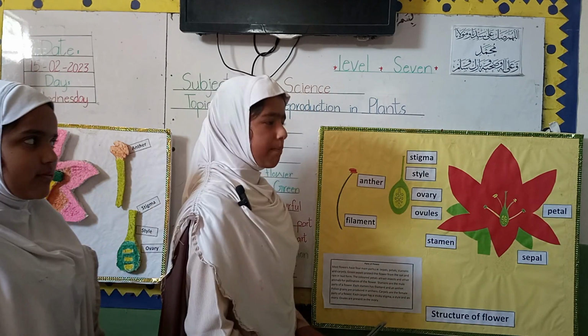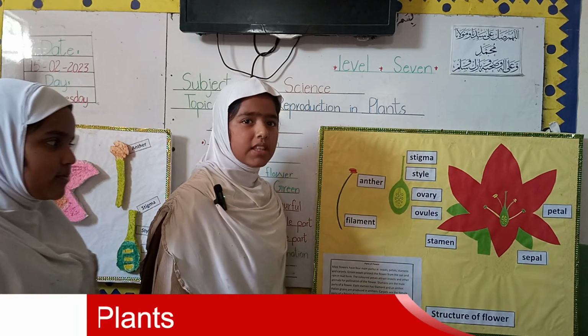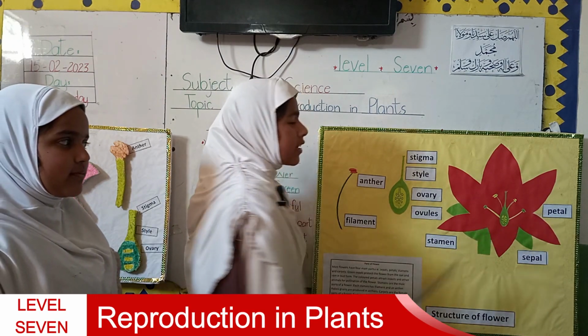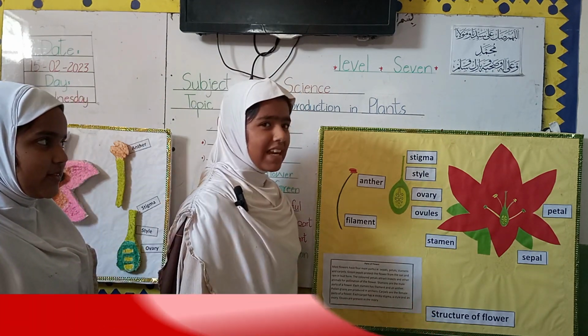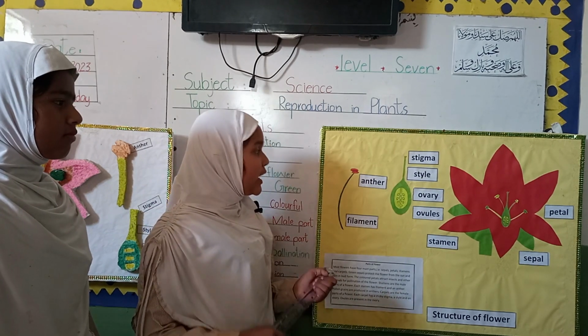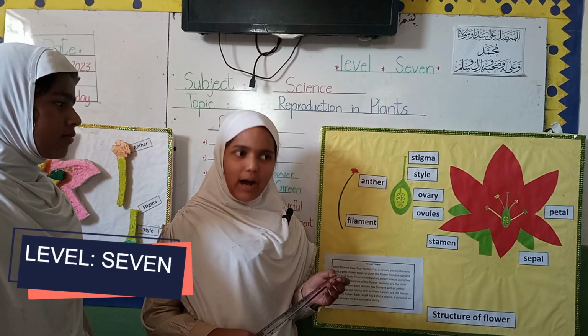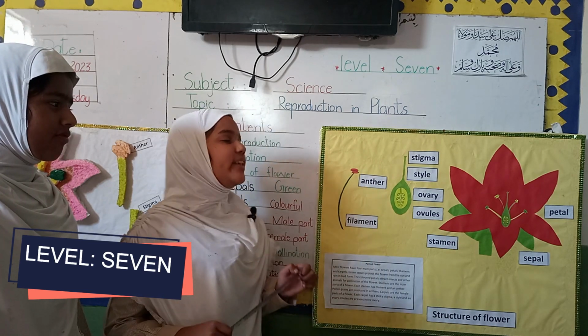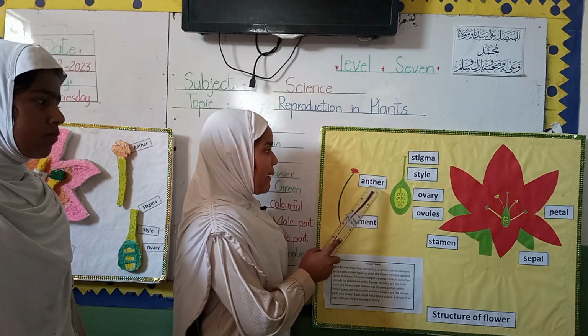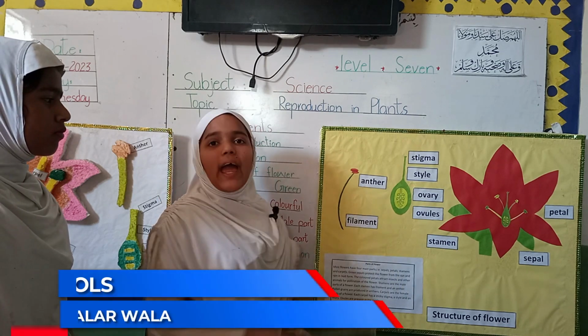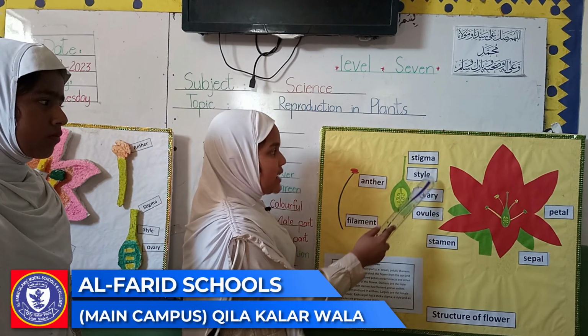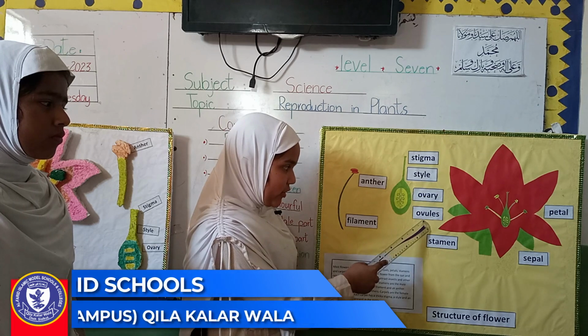First of all, sepals. Green sepals protect the flower. Petals. The colored petals attract the insects. Now I'm going to tell you what is carpel and what is stamen. Stamen is the male part of a flower and carpel is the female part of a flower. Stamen parts are anther and filament, and carpel parts are stigma, style, ovary, and ovules.